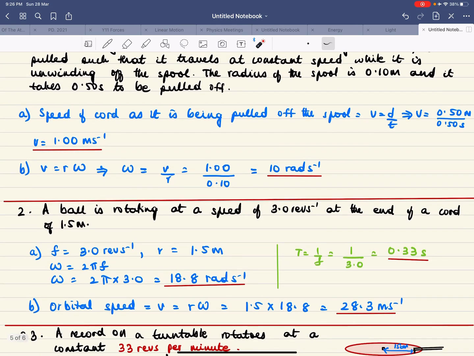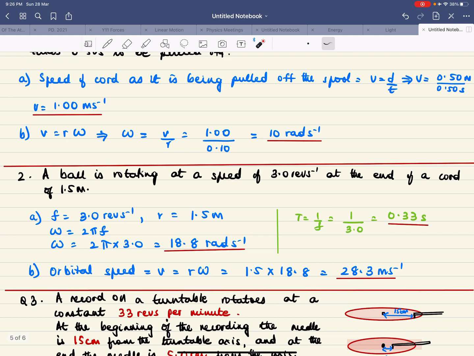Okay, then the next question is a ball is rotating at a speed of 3 revolutions per second at the end of a cord of length 1.5 meters. Now this 3 revolutions per second is actually frequency. How many times something goes around in 1 second? It does 3 whole revolutions in 1 second. So you have to recognize anything given as revs per second denotes frequency. The first thing we have to do is calculate angular velocity and then the period.